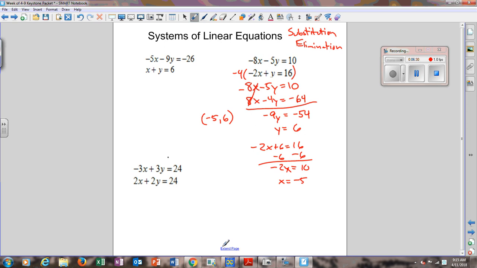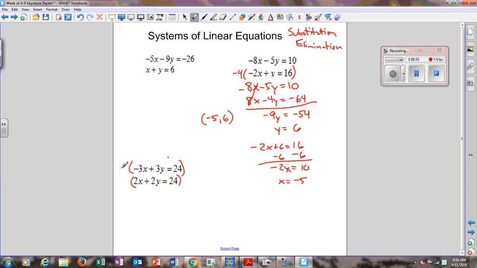And that's just the solution. Okay, for this last one, we want to use elimination, but it's not going to be easy because this is the more difficult type. We have to multiply both the top and bottom by a number. So we can't multiply 2 by anything to get negative 3. So we look for a common multiple.